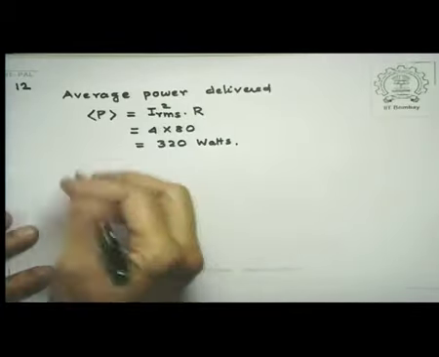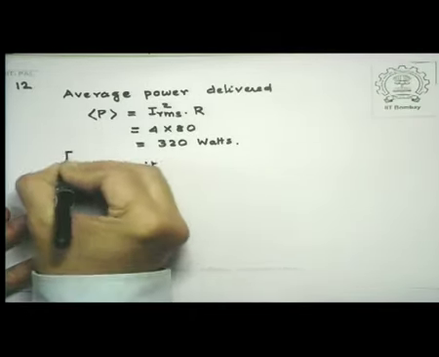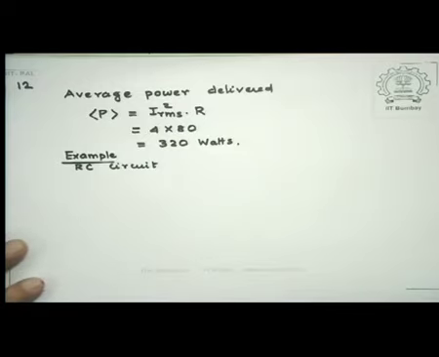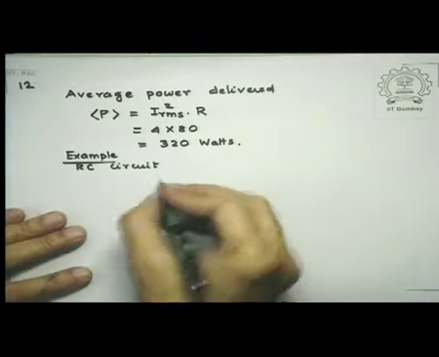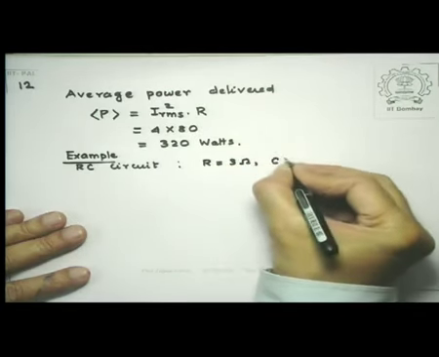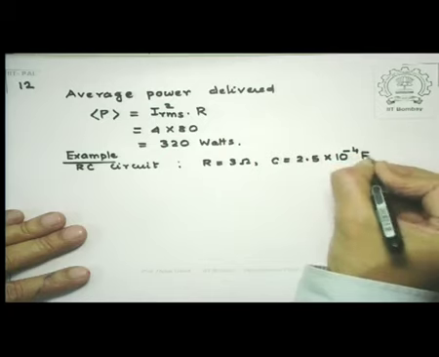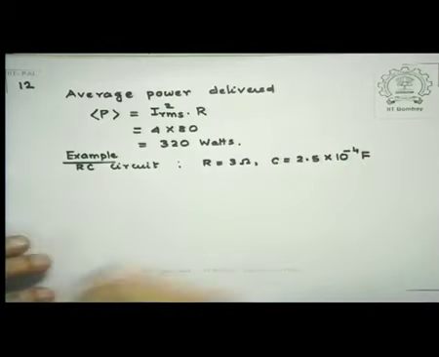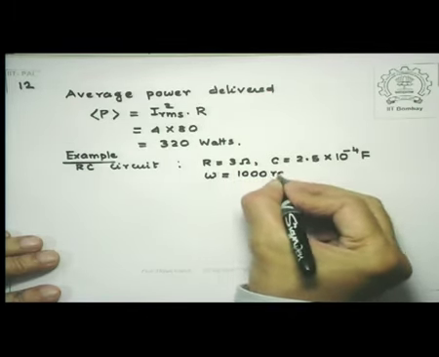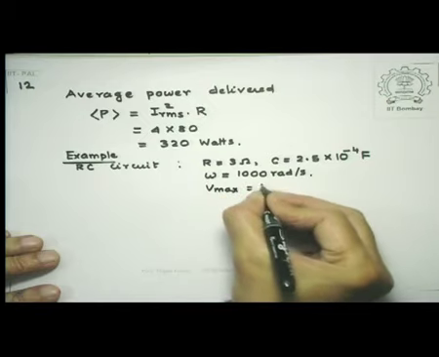As another example, let me take an RC circuit. This is an RC circuit with an alternating voltage. Let me take numbers. R is equal to 3 ohms, C is equal to 2.5 into 10 to the power minus 4 farad, which is 250 microfarad. Let's take omega somewhat high frequency, 1000 radians per second. And let's also take the supply voltage, V max is equal to 5 volts.